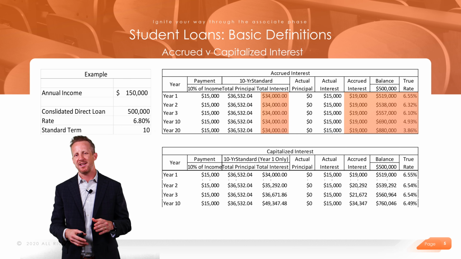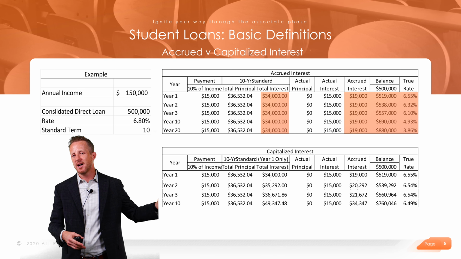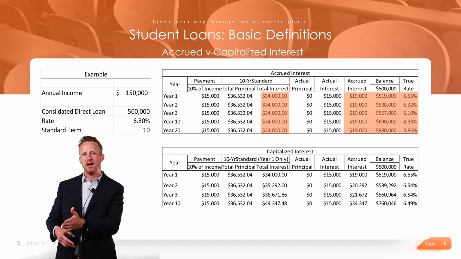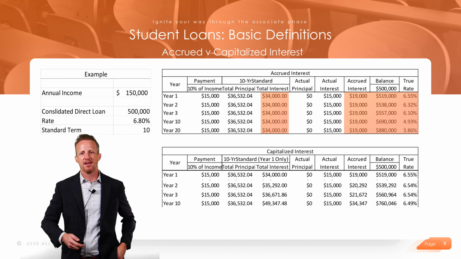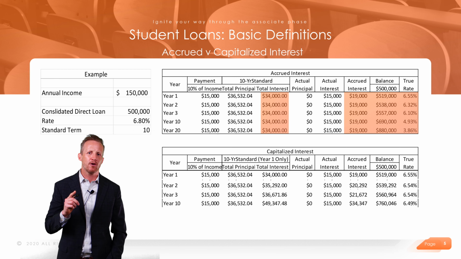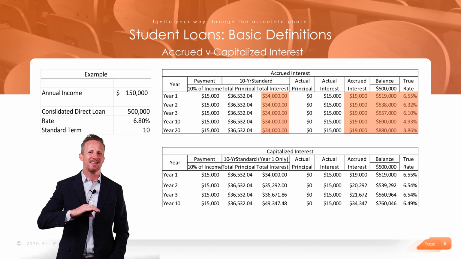Now I say you paid. Theoretically, if your income was the same every single year at $150,000, you're not paying any more. But notice the balance is a lot higher. And also notice that your true interest rate is staying pretty much the same.